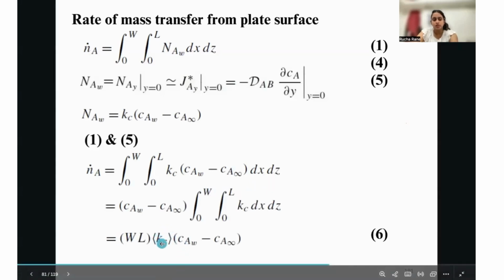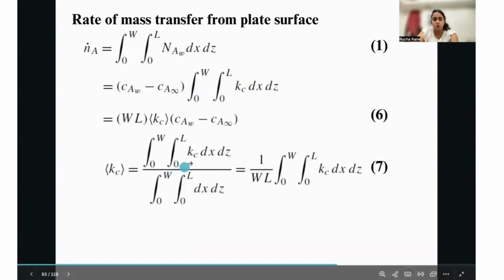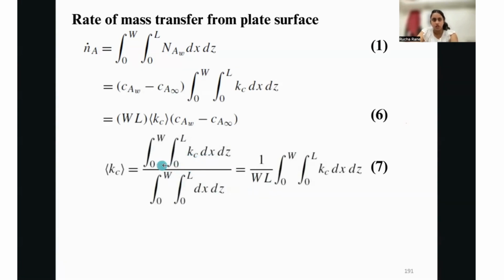Now there is this term with a bracket, Kc. This is called the average mass transfer coefficient, which is the local mass transfer coefficient multiplied by the mass transfer area upon the total area. This total area is WL, into the integration of Kc into dx dz. This can be termed your average mass transfer coefficient. So now we will combine equation number 6 and 8.